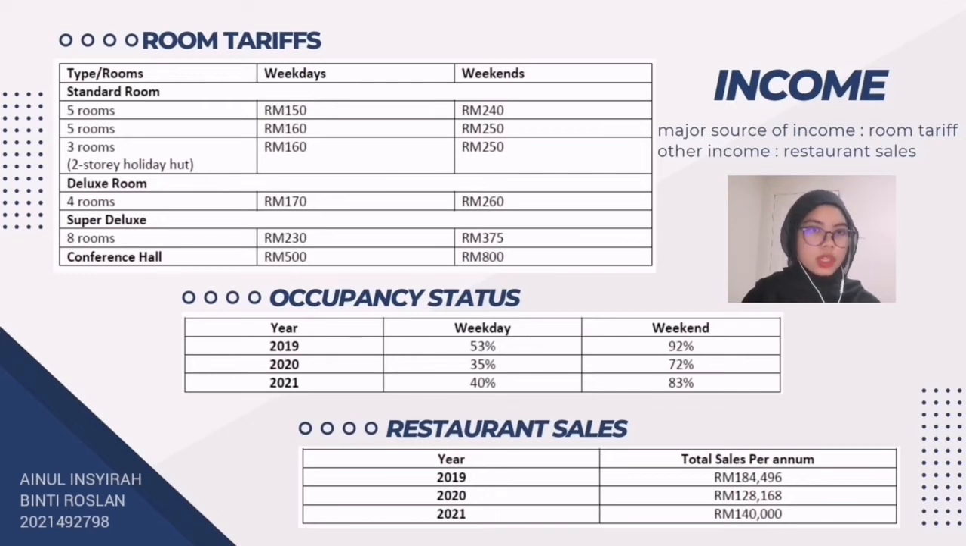So based on weekdays and weekends, we can calculate the total income by referring to the occupancy status. That is also based on weekends and weekdays. However, the question has given the occupancy status and the restaurant sales by year: 2019, 2020 and 2021. So therefore, we need to calculate them according to their own year.